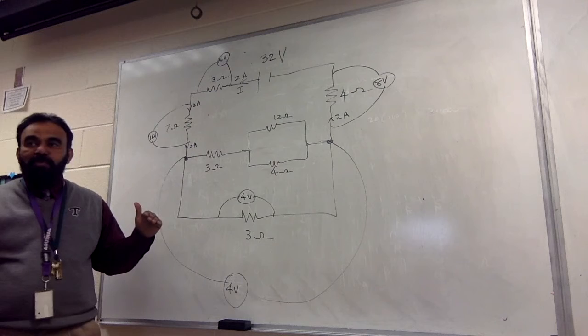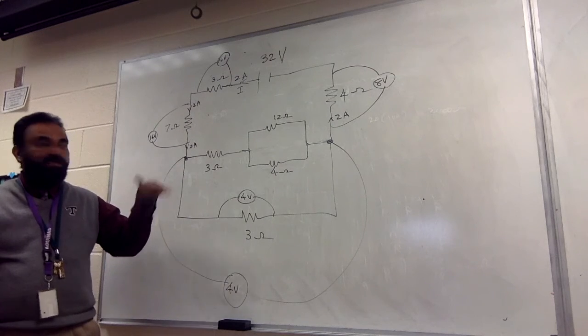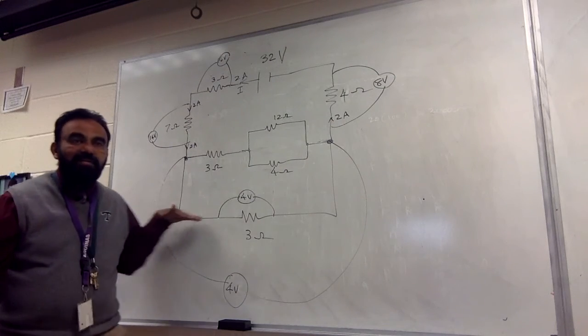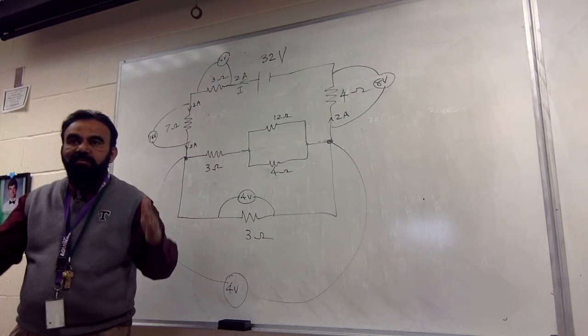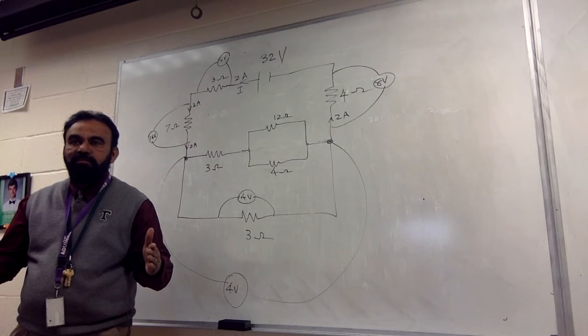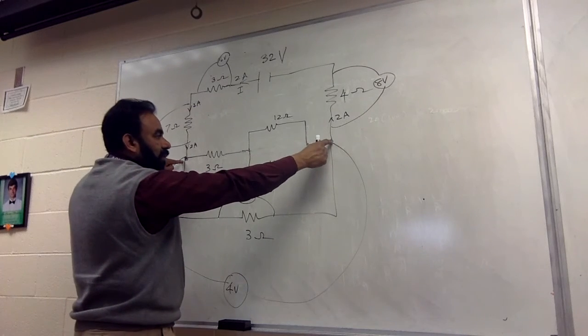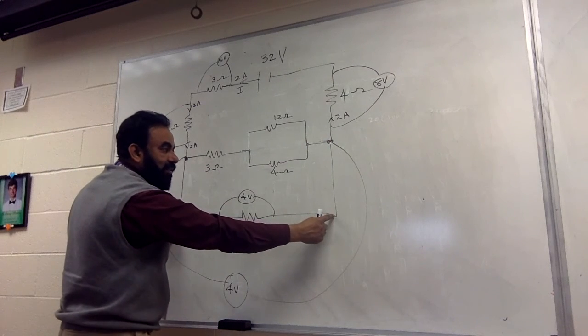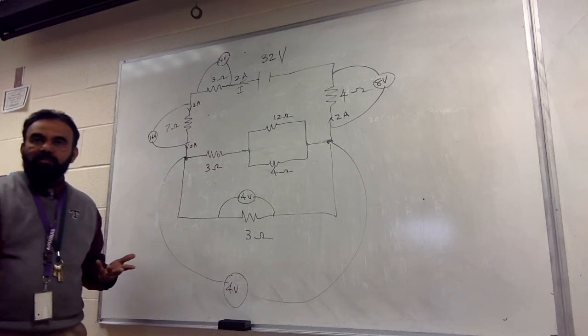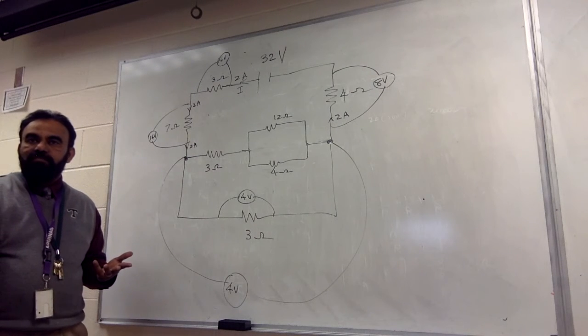And now, remember one more thing. I told you already, when resistors are connected in parallel, what should be common? The voltage. That's what it is. So what's the voltage here? 4. So what should be here? 4. That doesn't mean 8 together.